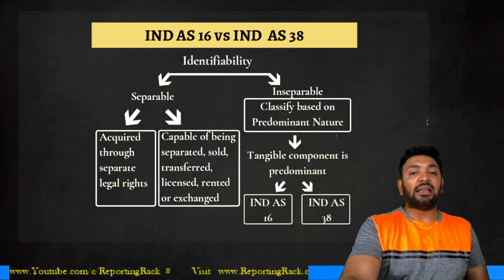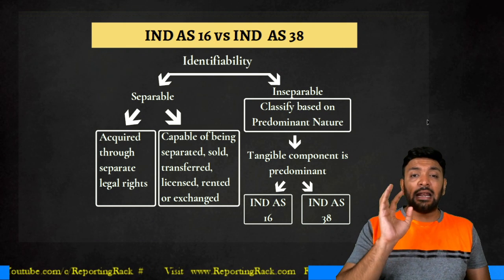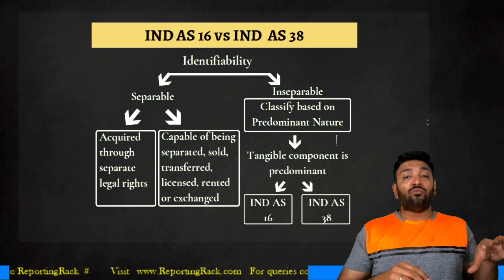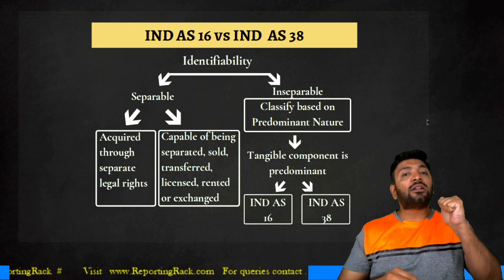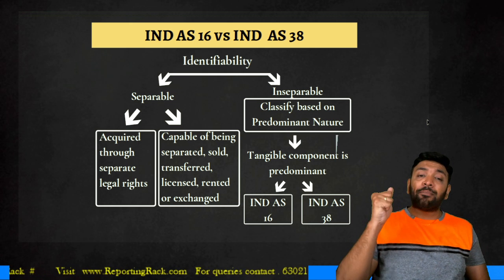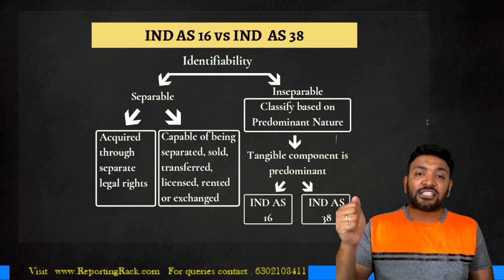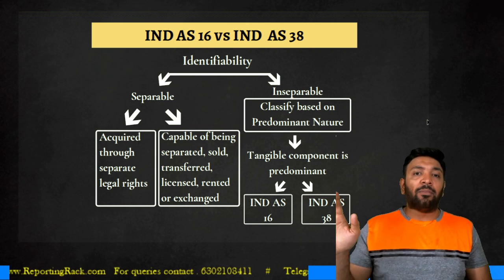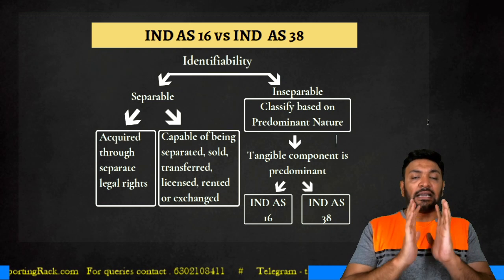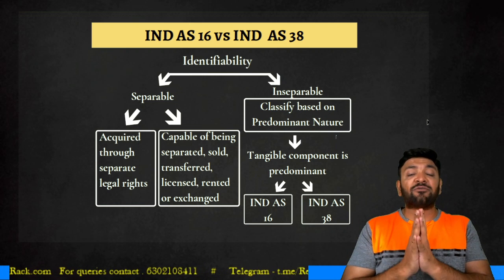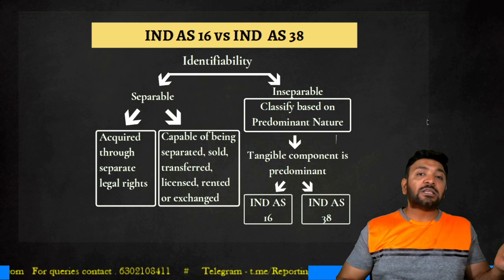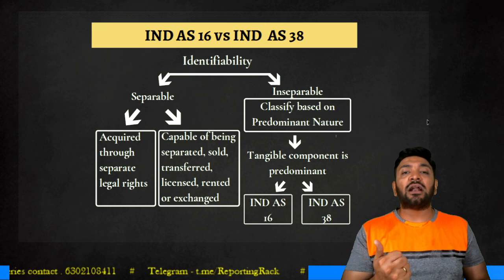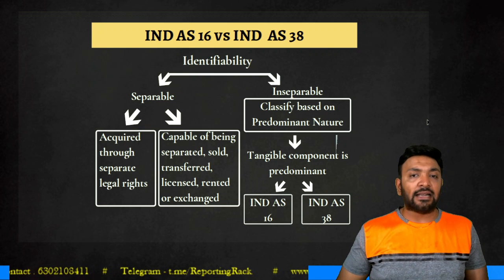According to identifiability, an intangible asset is identifiable if it is separable. What do you mean by separable? It is acquired through a separate legal right, or it is capable of being separated, sold, transferred, exchanged, licensed, and rented. If it is inseparable, that means you cannot separate the tangible and intangible parts, then in such case, classify based on predominant nature. If the tangible part is more predominant, IND AS 16 property, plant and equipment. If the intangible part is more predominant, then IND AS 38.